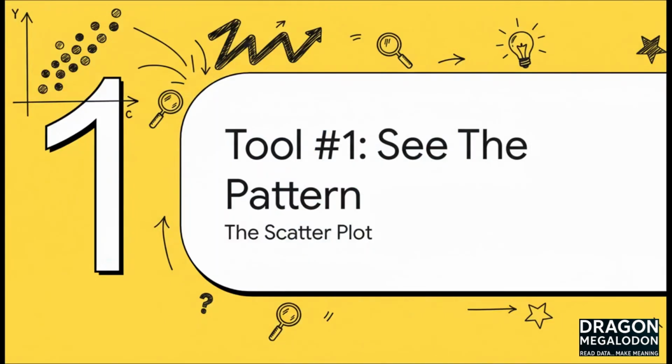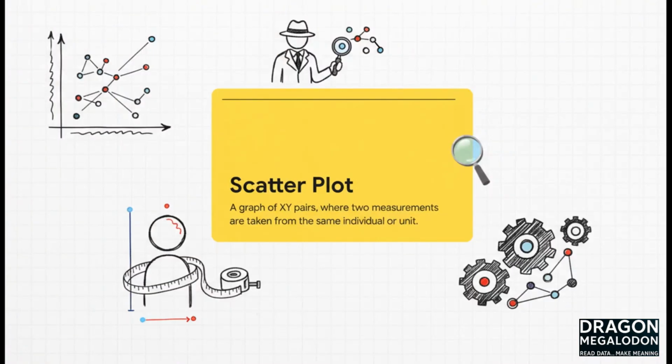Okay, first things first. Before we get into any fancy math, a good detective has to survey the scene, right? You got to get the lay of the land. We need to actually see the clues, see the pattern with our own two eyes. And for that, we pull out tool number 1, the scatter plot. Think of a scatter plot as our first look at the crime scene. It's super simple, really. You just take two different measurements from the same person or thing, say your height and your weight, and you plot that as a single dot on a graph. Then you do that for a whole bunch of people, and bam, you start to see if there's any kind of relationship, any kind of pattern between those two things.